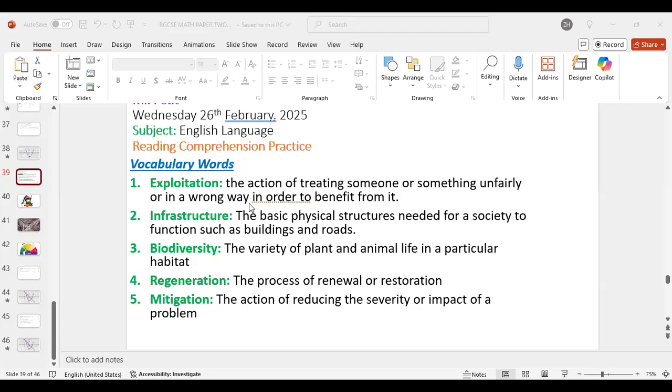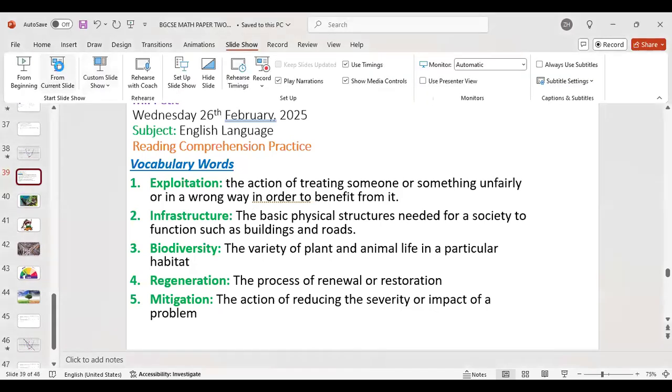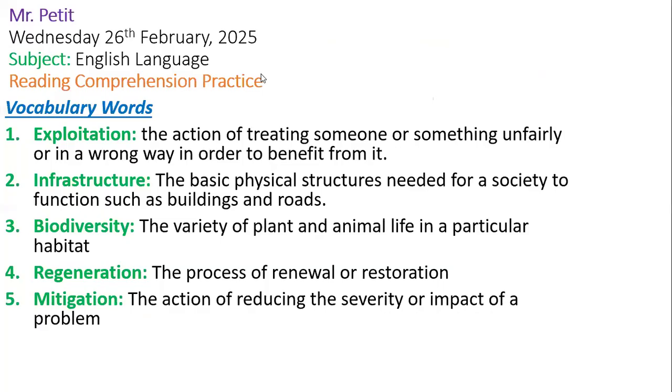So what I'm gonna do right now is put several pictures on the screen, and inside the chat, you tell me which word it is. You have to be fast. I want to see who's gonna be the first one to tell me. Again, let me repeat what I said. I'm gonna put a picture on the screen. Is it exploitation, infrastructure, biodiversity, regeneration, or mitigation, whatever one it is.